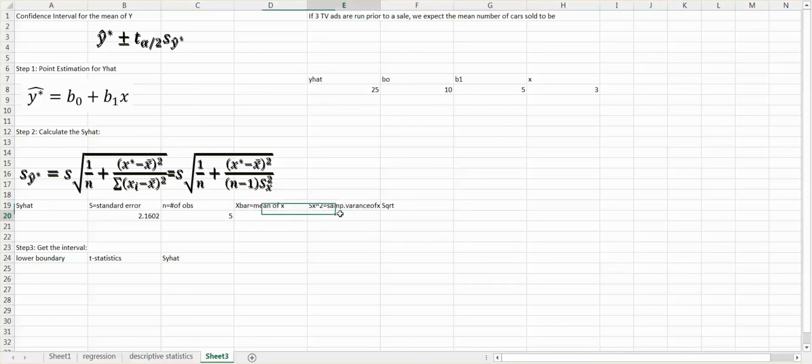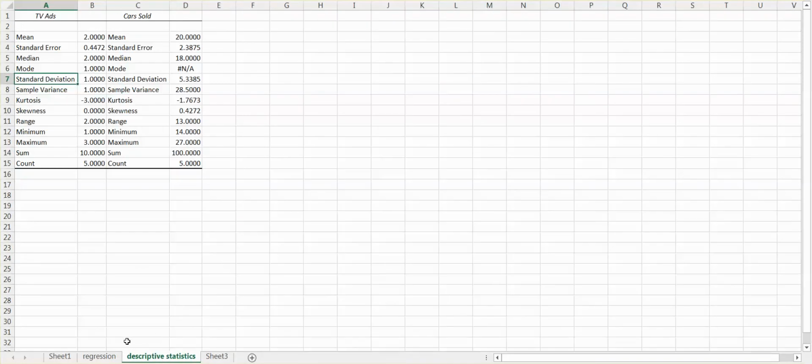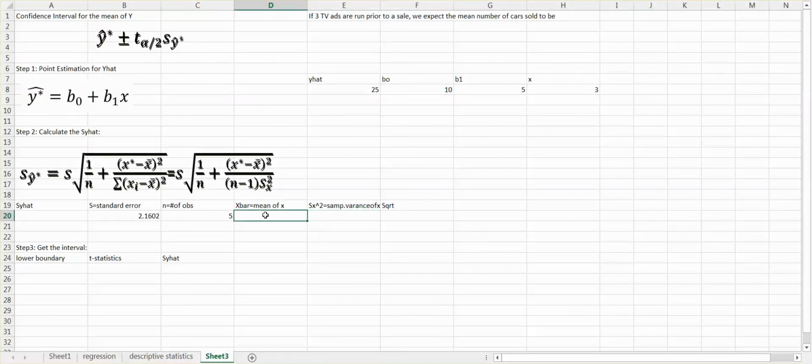So where can you find these two statistics? You find them from the descriptive statistics, not regression. The TV ads is our x, so make sure you know which is x. The mean, the average of the TV ads, is 2. So here is x bar. And for the sample variance, don't use the standard deviation, use the sample variance. And we got 1. Now we can go back to filling our blank. So the mean of x is 2, and the sample variance is 1.